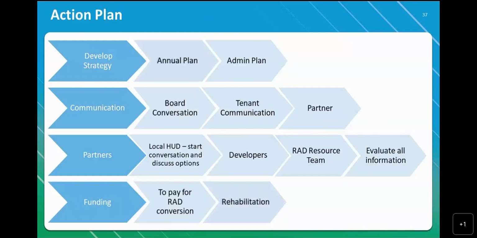Action plan. How do I get there? So 4 major items. You develop the strategy, you communicate, you have partners, and then you need the resources. Those are the four major elements. Develop the strategy. You must have all this information packed into your annual plan and admin plan. When you know you're going to do it and you put it in the annual plan, dust off your admin plan and make sure your language is consistent, because you have to have it over there as well when you choose your PBV or PBRA process.